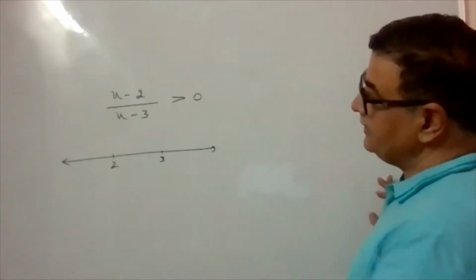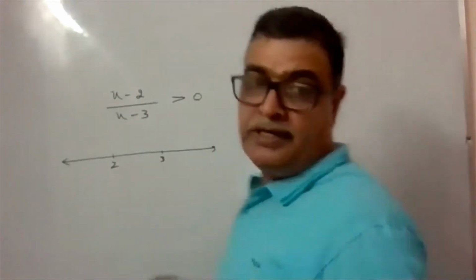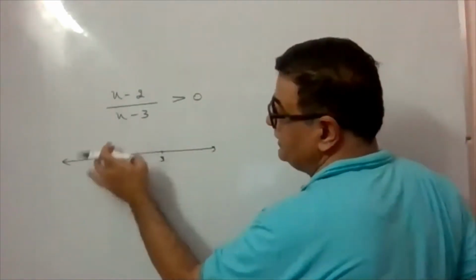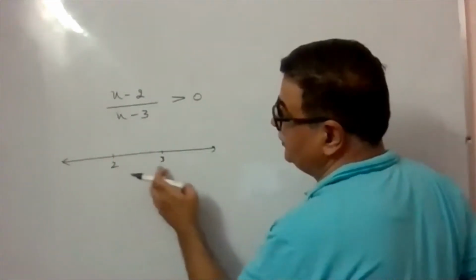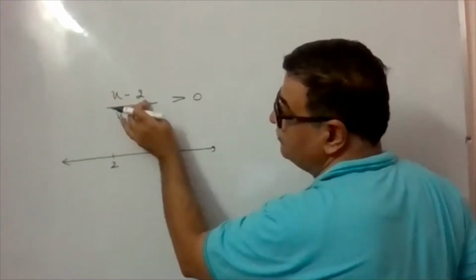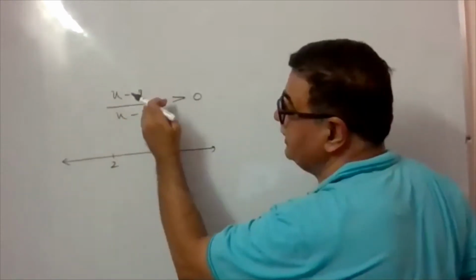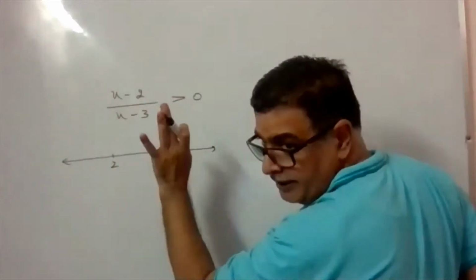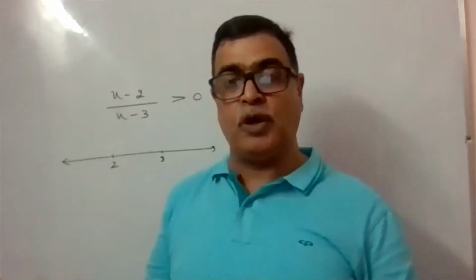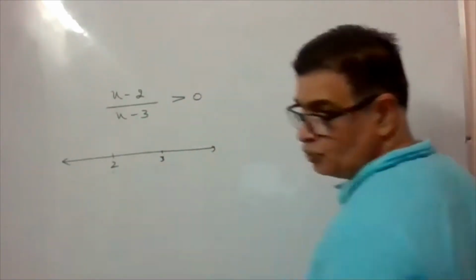Yes, so here it is (x minus 2)/(x minus 3) greater than 0. Then first we will place them on the number line. This is 2 and 3. This will be changing its value at 2 because at 2 it will become 0, and if more than 2 you take, it will be plus; if less than 2, it will be negative. Here it will change its value at 3. If you take more than 3, positive, less than 3, it will be negative. So that's why we will say 2 and 3 are the 2 points.